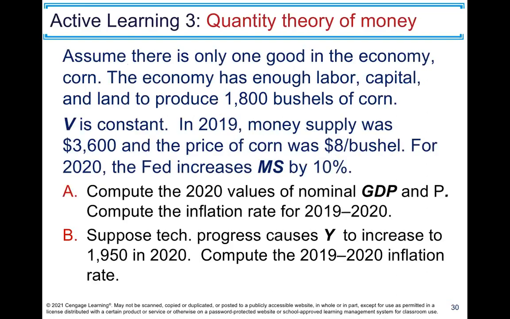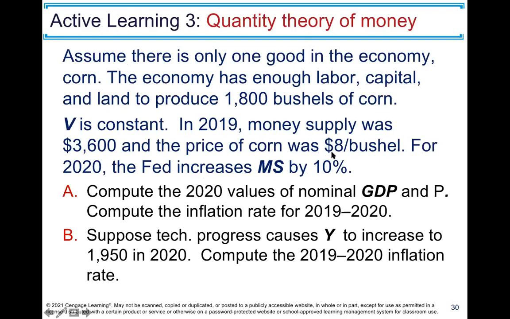Okay, so let's look at some examples and let's change a few things now. This is the same example that we just saw. We have 1,800 bushels of corn. That's our real output. We've got our money supply, 3,600. We've got our price level, $8 a bushel. And then we say, in 2020, something happened and the Federal Reserve increases the money supply by 10%. So this is economic stimulus. This is trying to inject the economy with a lot of liquidity or cash.